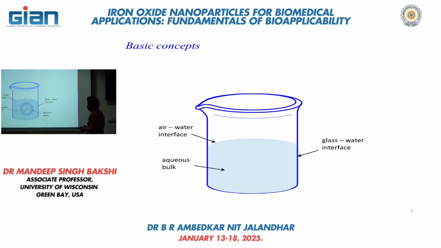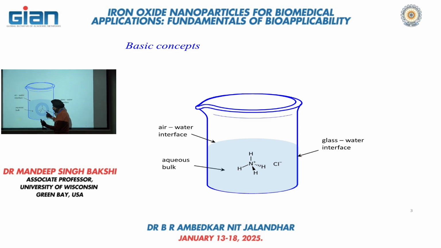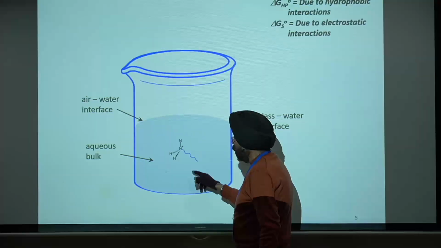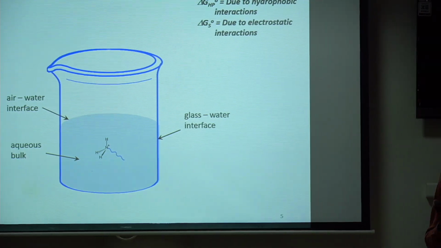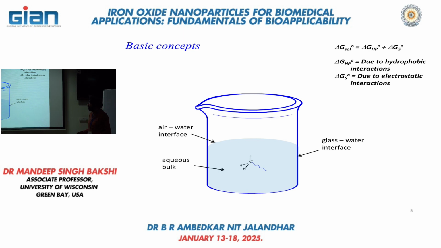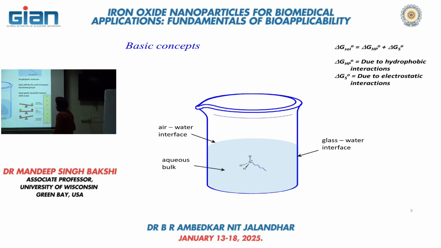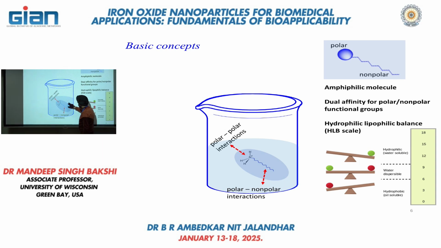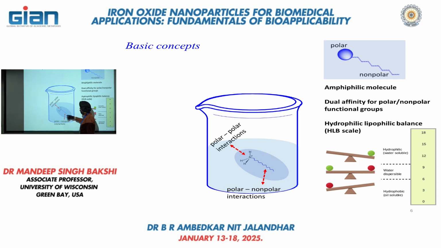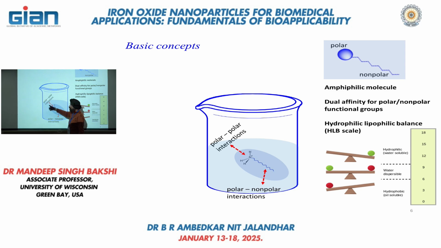What if we replace one hydrogen, out of the four tetrahedral positions, with a hydrocarbon chain of C8, C10, C12, C14, any number of methylene groups? Now there's a problem. When you add a non-polar functional group, that non-polar functional group is in repulsive interaction with the water molecule because they are polar. But the polar functional group can easily interact with the water molecule.